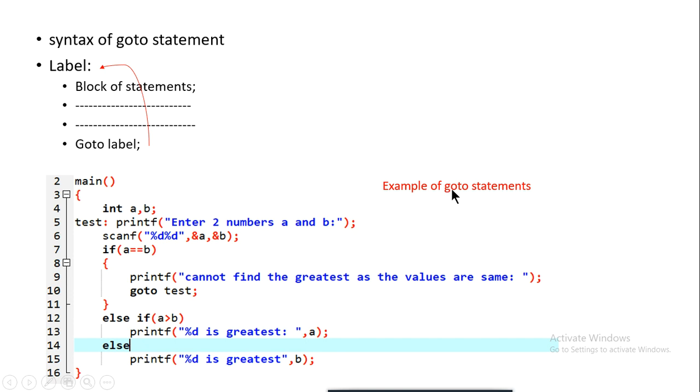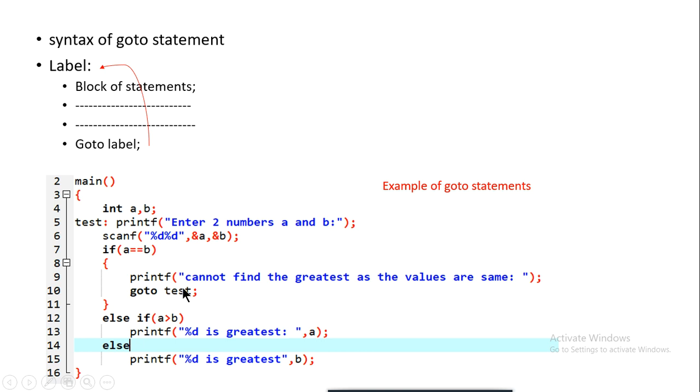Now I have written a program of goto statement, and in this program I have used a conditional goto statement. Let's see here. I have written two variables a and b, and I have asked the user for the values of the two variables. Now the program is to find the greatest between two numbers. If both values are the same, let's say the user enters 5 in a as well as in b, then I won't be able to find the greatest. In such a case, I have printed a message to the user that I cannot find the greatest, and I have placed a goto test keyword here.